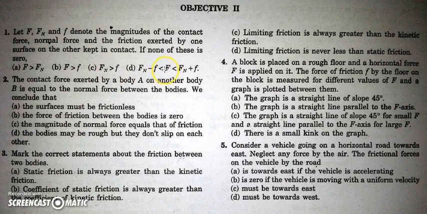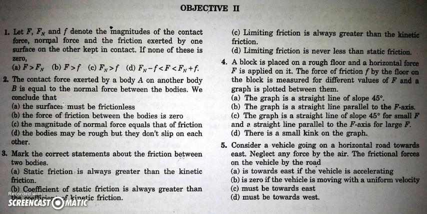D, that the total contact force should lie between the sum and the difference. Obviously it is the property of a triangle that the resultant should be smaller than the sum of the magnitudes of the other two and should be greater than the difference of the magnitudes of the two vectors. Okay, so A, B and D are the correct answers.